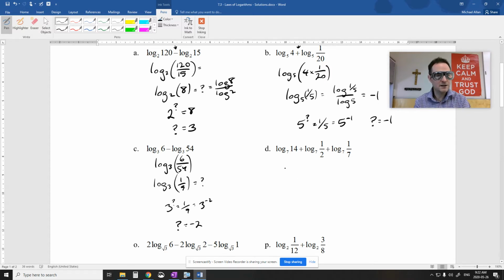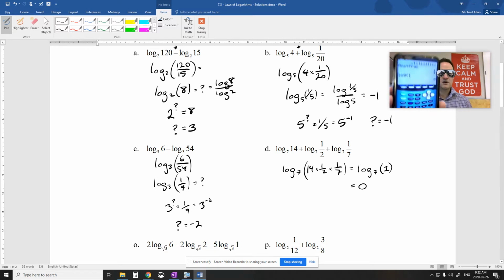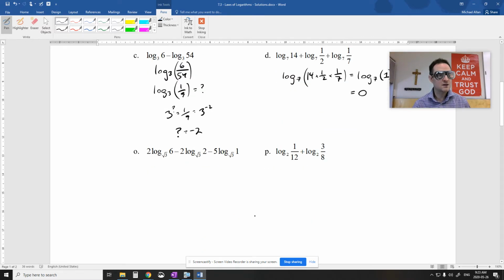Here, I'm going to combine all of these together. They're all pluses, so because they're all pluses, I don't have to really worry about order here. I just have to go 14 times 1 over 2 times 1 over 7, which is 1. So log of 1. This is one of my identities. I don't have to type it in my calculator. This ends up being 0. But if you want to double check, the log of 1 is always going to be 0. It's just something that I know, but you can also just plug it in your calculator. There's also a couple of ways to figure that out.